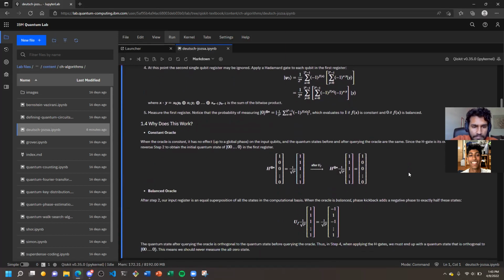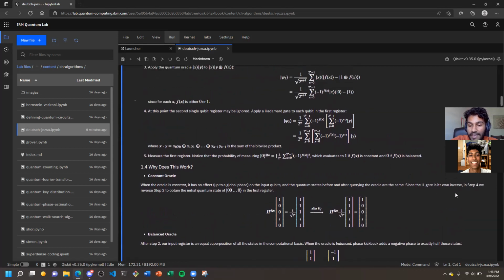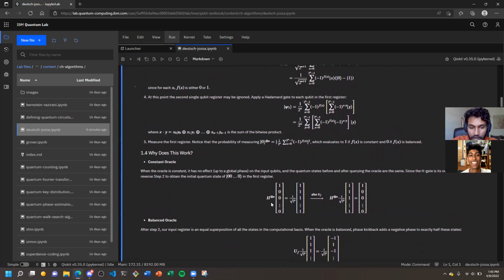And why does this work? When the oracle is constant, it has no effect, up to a global phase, on the input qubits, and the quantum states before and after querying the oracle are the same. Since the H gate is its own inverse, in step 4 we reverse step 2 to obtain the initial quantum state in the first register. So after the unitary, we see over here that we have a single qubit, and when we apply the Hadamard, we get this number of possibilities, and after we apply the unitary, we see that we have this number of probabilities over here, and this equates to what it did before.